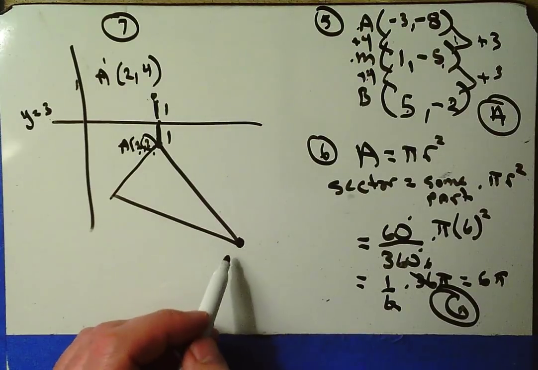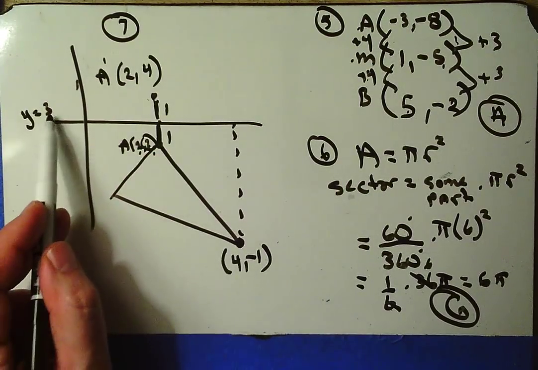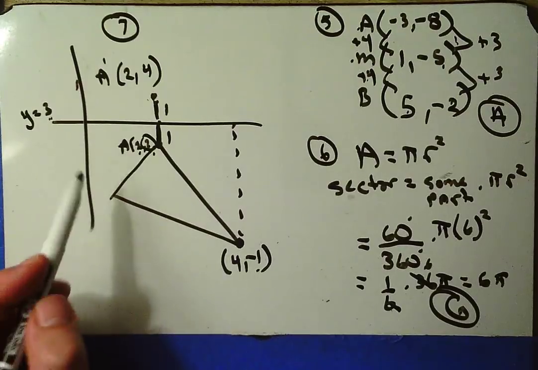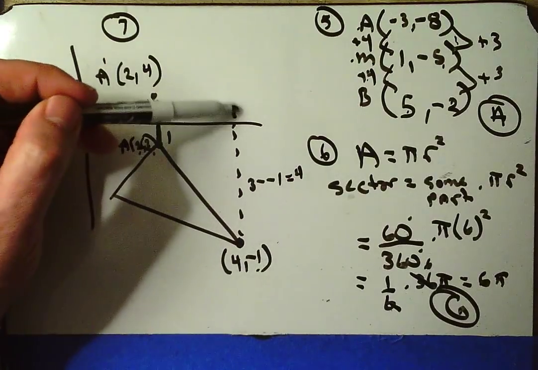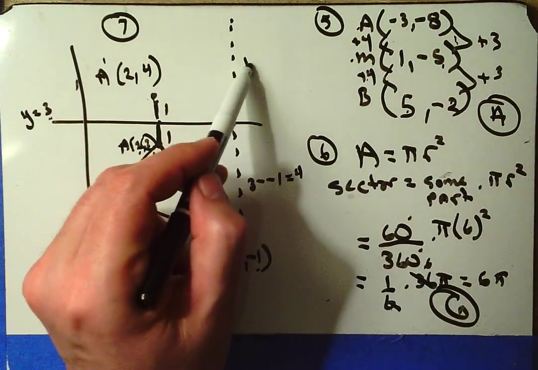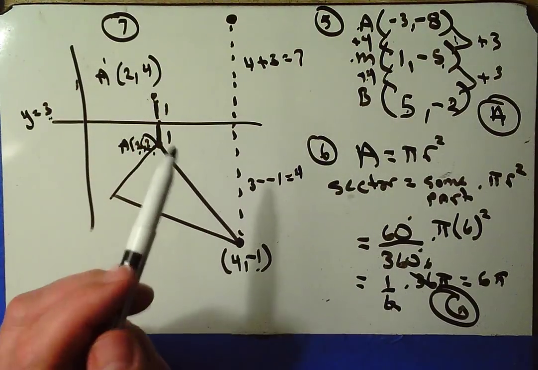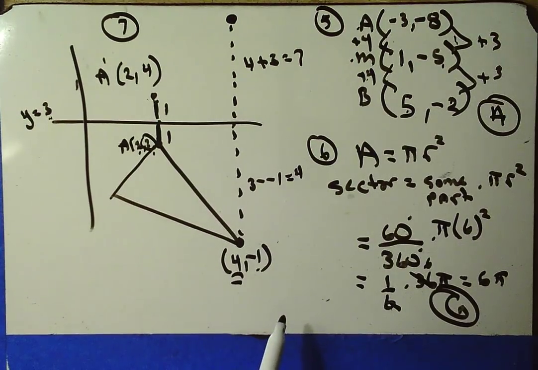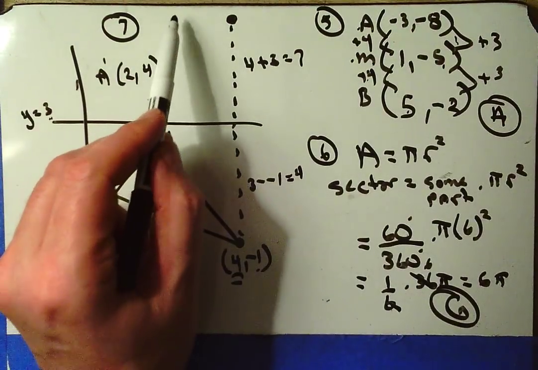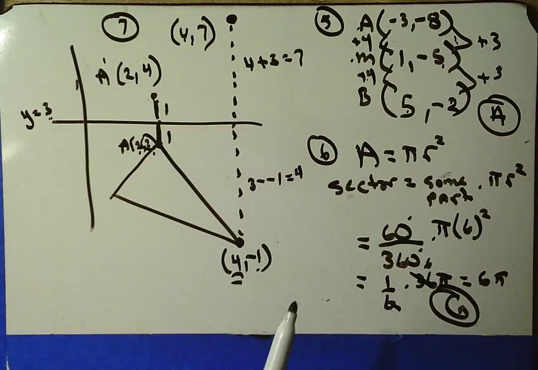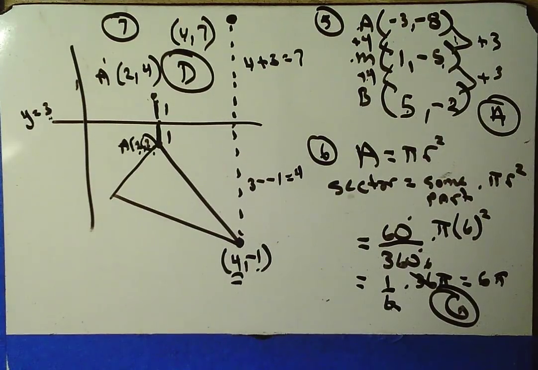but they asked me about B. Well, B is down here at 4, -1. How far is it from -1 up to the line of 3? 3 minus a -1 is 4. That means I'm going to go 4 above that line to get to the y value of my new B, my reflected B. The x value stays the same. I'm just changing the y's here by doing this reflection. And so I'll have the ordered pair 4, 7 as my answer, and that corresponds with choice D. D for number 7.